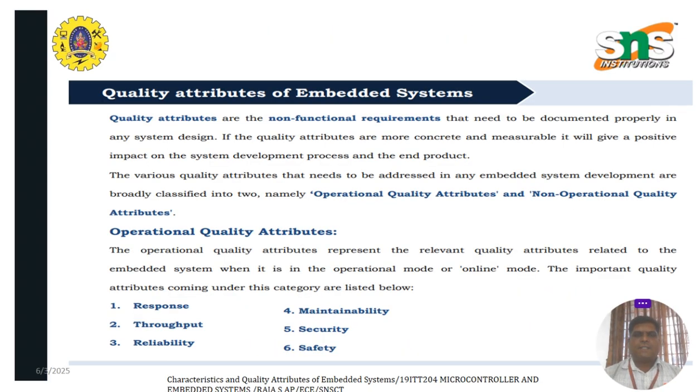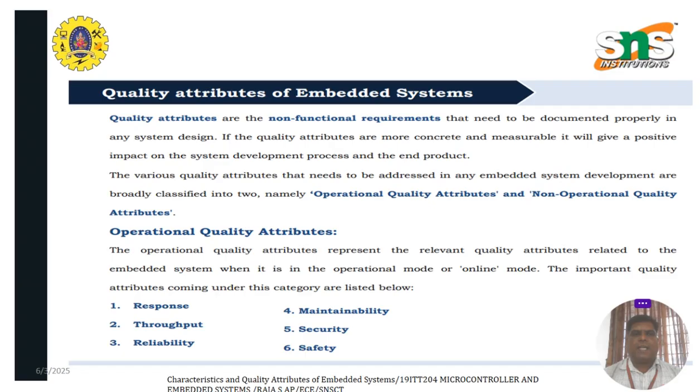In general, first we see the quality attributes of embedded system. Quality attributes are the non-functional requirements that need to be documented properly in any system design. If the quality attributes are more concrete and measurable, it will give a positive impact on the system development process and the end product. That is, before you do any embedded system oriented product, first we see what are all the important qualities of this embedded system. For example, if you want to make friends with someone, first you have to check the quality of that person. That is why for any product we need to check the quality.